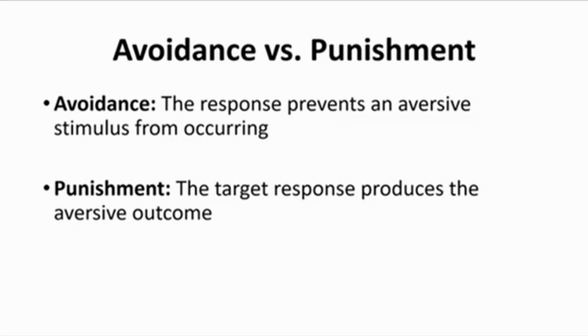But what about punishment? For punishment, we're saying that our target response, our behavior, is going to produce the aversive outcome. Punishment is more of a positive contingency, where if I do this behavior, then a bad thing is going to happen. This vague bad thing could be the delivery of an aversive stimulus if we're looking at positive punishment, or it might be the removal of a good stimulus if we were looking at negative punishment. But in both cases, doing a behavior is going to lead to some kind of bad outcome. And we're going to come back to punishment. The second half of this chapter deals with punishment, but we're going to start by talking about avoidance behavior.